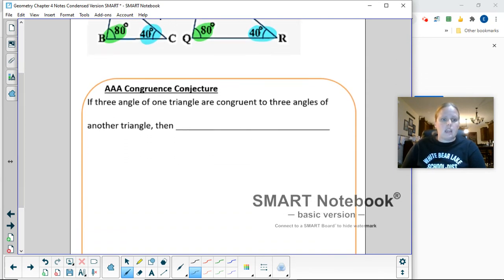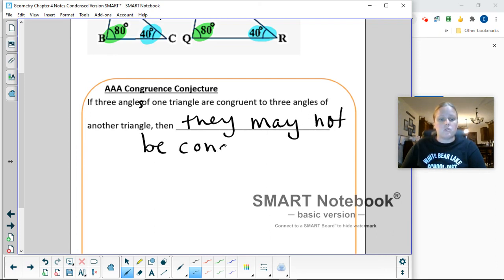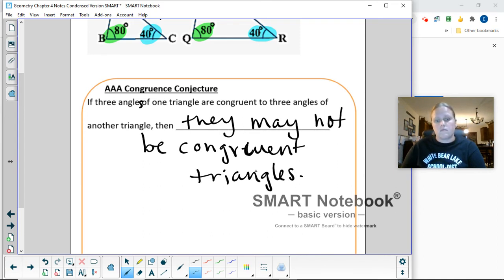So, the AAA congruence conjecture: if three angles of one triangle are congruent to three angles of another triangle, then they may not be congruent triangles. Now, I said "may not" because maybe they are identical, but they might not be. One might be smaller than the other.